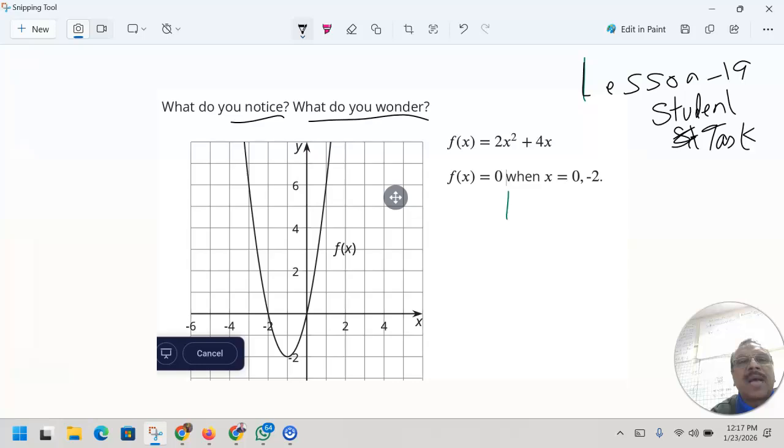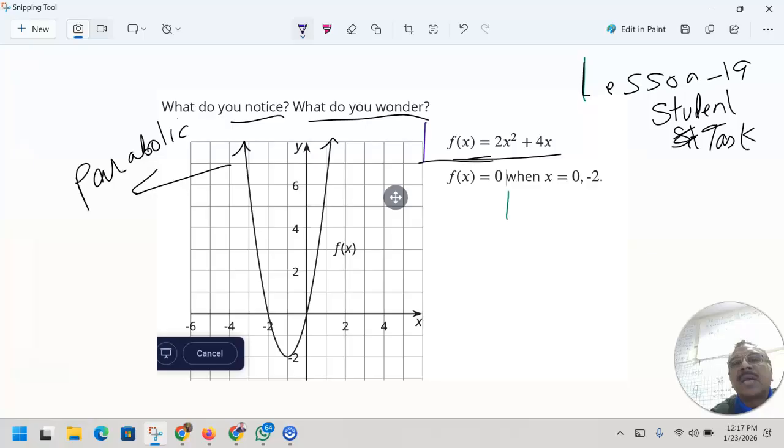Now, there is a graph. I notice a graph here, and it is a parabolic graph. I just write here, this is a parabolic graph. And why do you say this is a parabolic graph? They also give us an equation which is a polynomial here. So this is an equation with a polynomial with a degree.